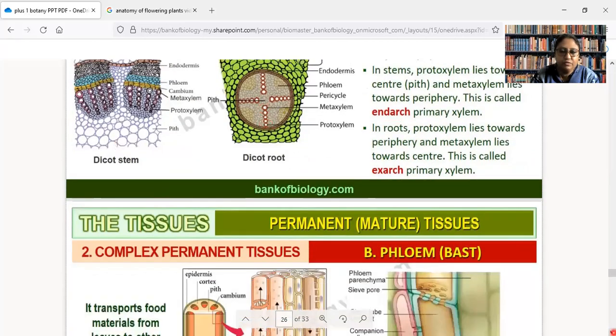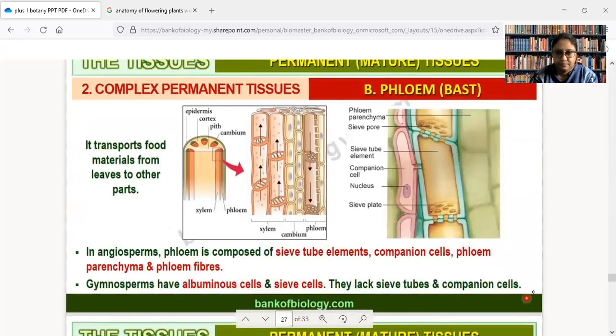So we will now look into phloem. The way xylem is responsible for transportation of water and mineral nutrients, phloem is responsible for transportation of organic food. For example, plants produce food as glucose by photosynthesis. At the time of transport, it is converted into sucrose. And at the time of storage, it is transformed into starch.